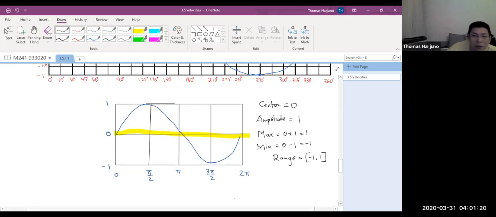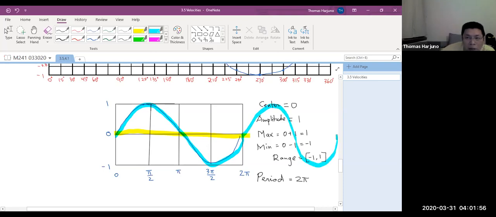Also, the period is 2 pi, which means, again, it will repeat the same cycle every 2 pi. You see, from 0, it finishes one cycle at 2 pi, right? So later on from here, if you continue, it will form the same cycle again, up and down again, like that, okay? And even if we go to the left, it will repeat the same cycle.